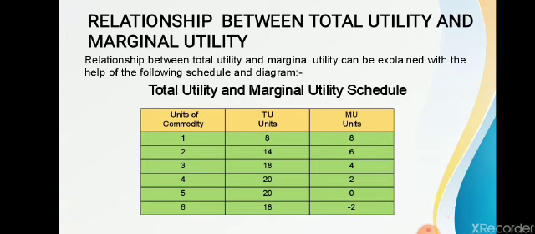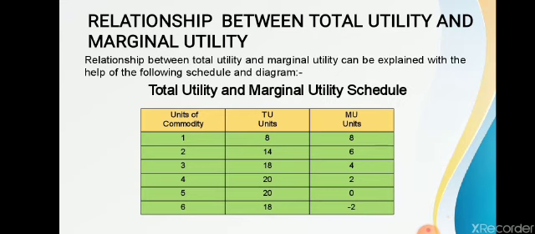Looking to the first row, when a consumer consumes the first unit of commodity, his total utility is 8 and the marginal utility is also 8. So while consuming the first unit of commodity, total and marginal utility are both the same. When the consumer consumes 3 units of commodity, his total utility increases from 8 to 18, but his marginal utility decreases from 8 to 4. Now the fourth one: when the consumer consumes 4 units, his total utility increases to 20, but his marginal utility diminishes from 8 to 2.